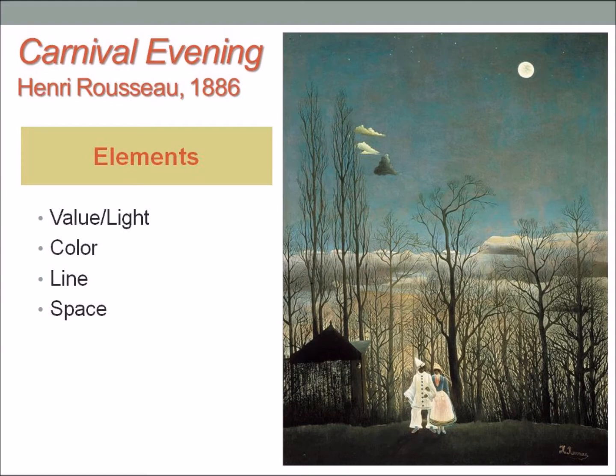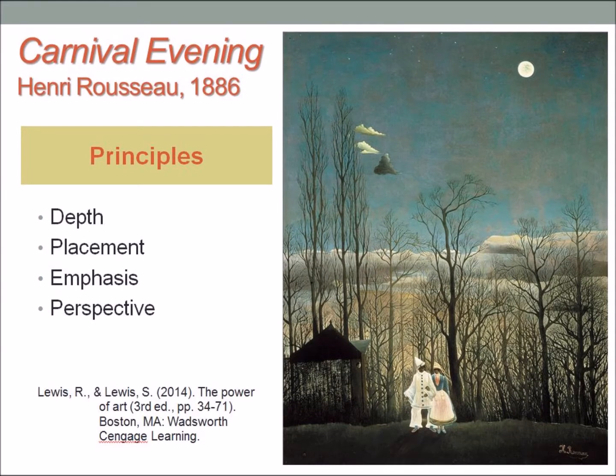This is the naive style. The space around the couple is just as much a part of the image as the couple or the main subject are. The contrasting relationship between the couple and the forest is further illustrated by the realistic lighting of the forest and the unrealistic lighting of the couple. The principles of design used by Rousseau in Carnival Evening are depth, placement, emphasis, and perspective.